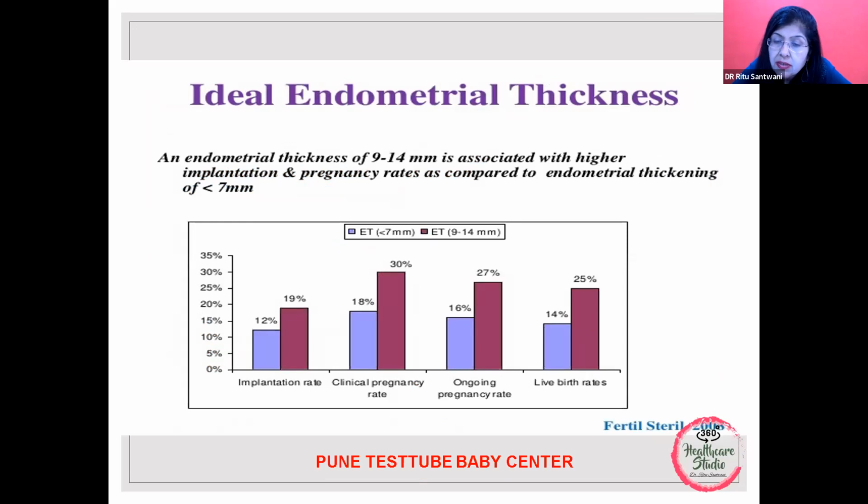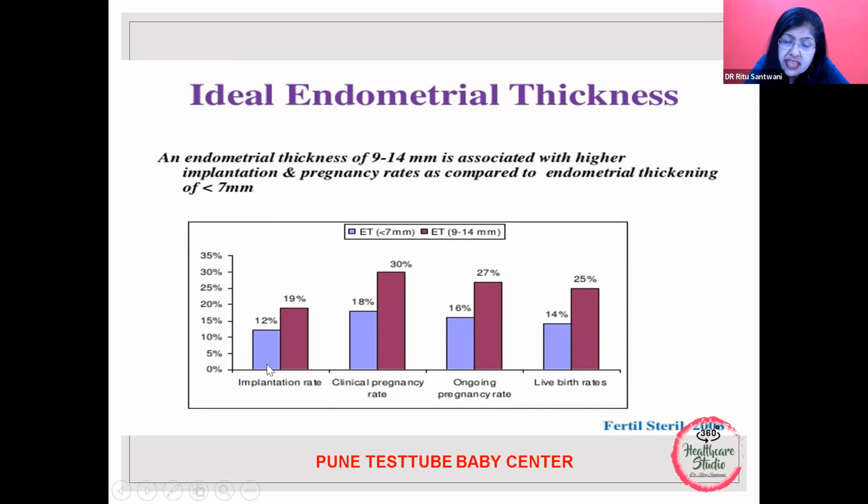So as we know, the study has been supported by the Fertility Study Journal. An ideal endometrial thickness of 9 to 14 mm is associated with higher implantation and pregnancy rates as compared to an endometrial thickness of less than 7 mm. So here we can see this diagram is showing the blue color for ET less than 7 mm, and the maroon color showing between 9 to 14 mm.